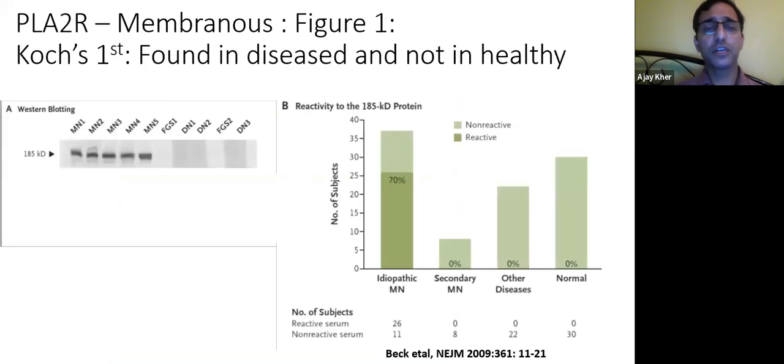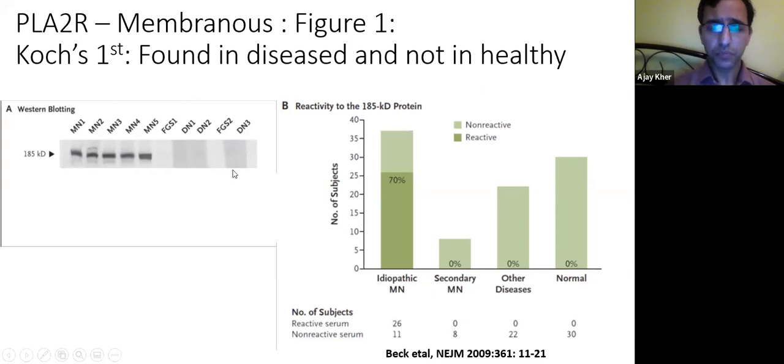And so again, their first slide is what you expect, which is Koch's first postulate, trying to prove that it is found in the diseased. So again, this is a Western blot. In MN1 are those with membranous, FSGS, diabetic nephropathy, FSGS, and diabetic nephropathy 3. What they find is that in a human glomerular extract, you take these sera, you blot it with the extract, and you get a band at 185 kilodaltons, which is the PLA2R. And it's absent in these other disease conditions, which are FSGS and diabetic nephropathy.